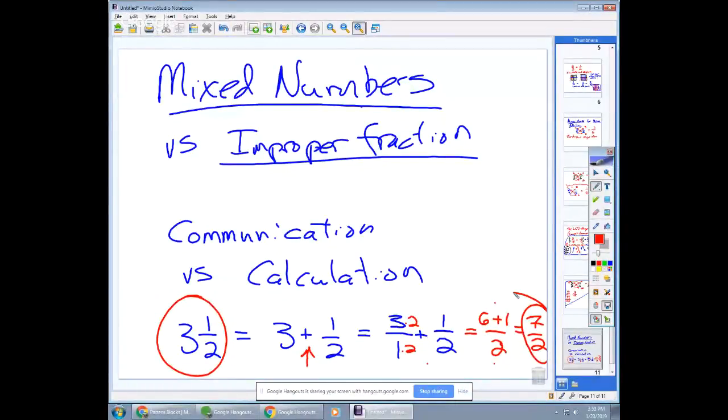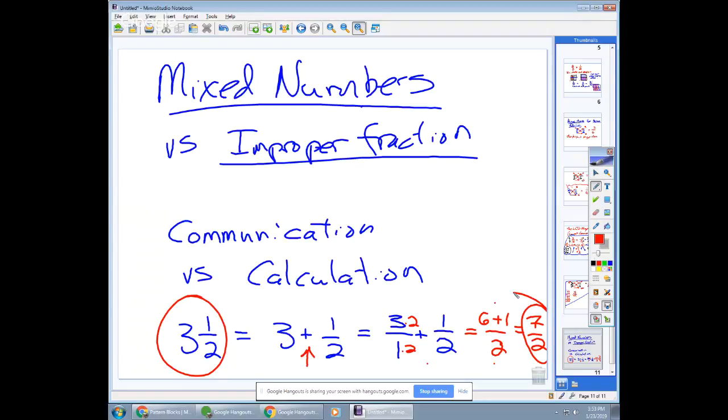Whereas stating something as an improper fraction is, oh no, 7/2. So I've got to go a half, and then another half, and then I can do that 7 times, right? So counting by a fraction is trickier than going whole number plus part. So it really comes down to communication versus calculation.